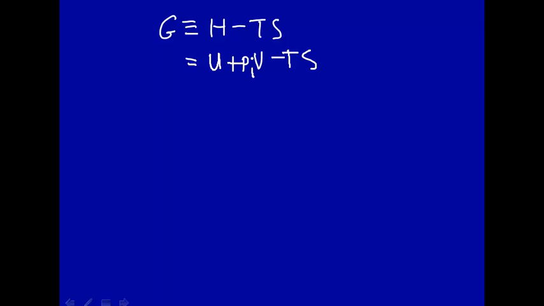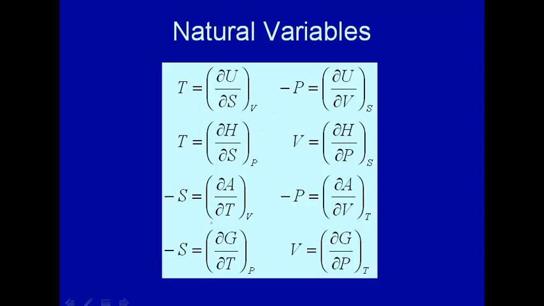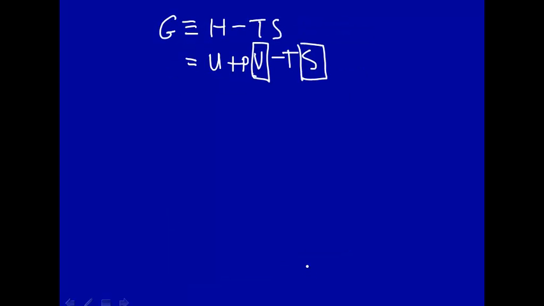Now, let's look at this. Volume and entropy. Look at this down here: volume and entropy. You can associate volume and entropy as derivatives with respect to G. So let's just go ahead and do that. So this is equal to U plus P, how G changes with P at constant temperature.